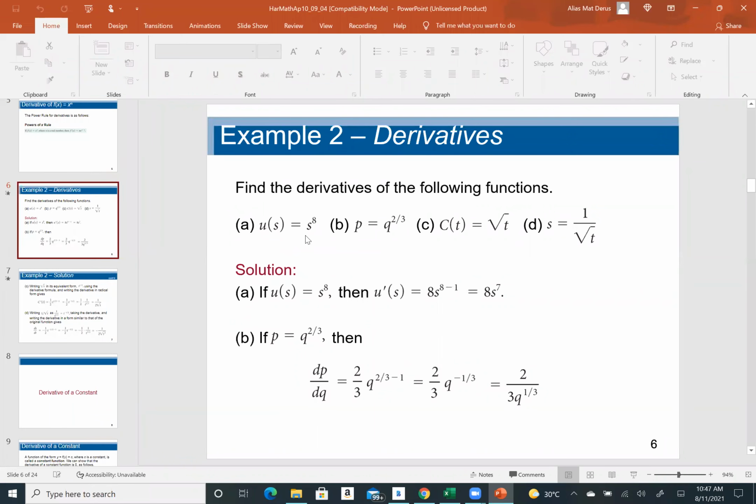All right. So you have q to the power of 2 over 3. Now how do you get the derivative? Same rule. You bring down the power, so 2 over 3, and then the power becomes 2 over 3 minus 1. So 2 over 3 minus 1, you get what? q to the power of negative 1 over 3, yeah?